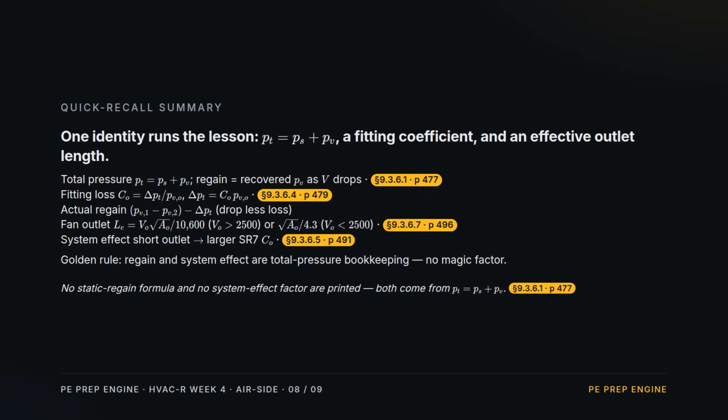Quick recall: total pressure is static plus velocity pressure, and regain is the velocity pressure you recover as the air slows. A fitting's loss is its coefficient times a reference velocity pressure. The regain you keep is the velocity pressure drop minus that loss. At the fan outlet, the effective length tells you how much straight duct gives full recovery. Fall short, and the outlet coefficient grows. Golden rule: it's all total pressure bookkeeping, no magic factor.